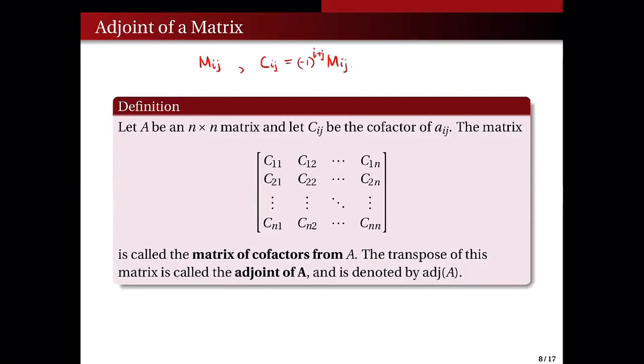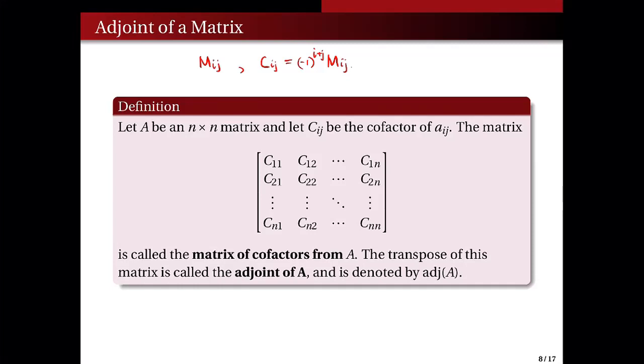So if we collect all of these Cij, we can form the matrix, and this is called the matrix of cofactors from A. C11 is the cofactor of the entry A11 of A, C12 is the cofactor of the entry A12 of A, etc. You collect all of them and put them into a matrix with the cofactors as entries. So you have a matrix of cofactors.